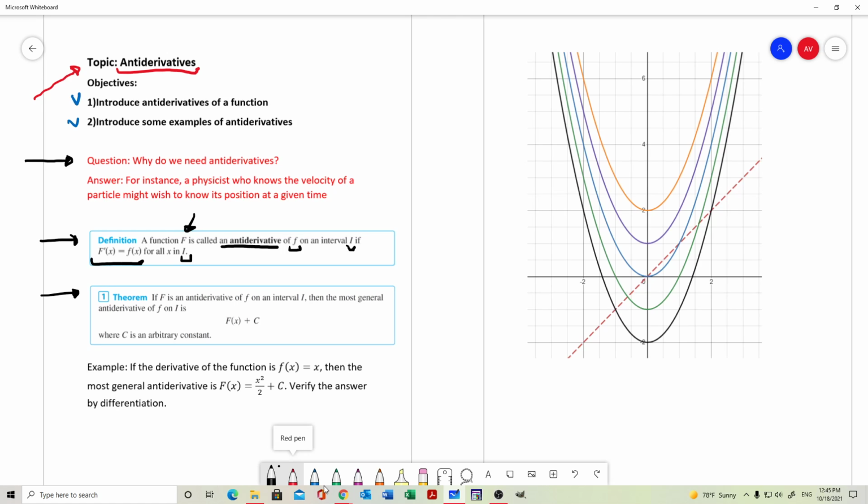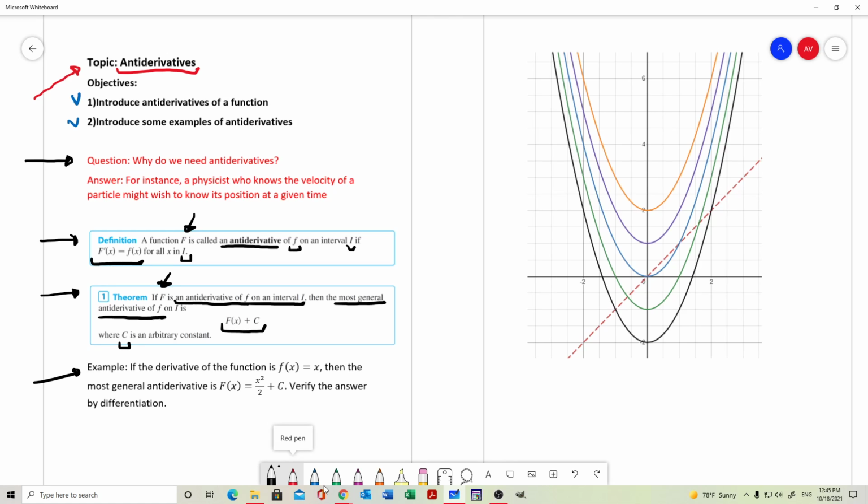If function F is an antiderivative on some interval I, then the most general antiderivative of f will be F of x plus C, where C is called a constant, or an arbitrary constant.